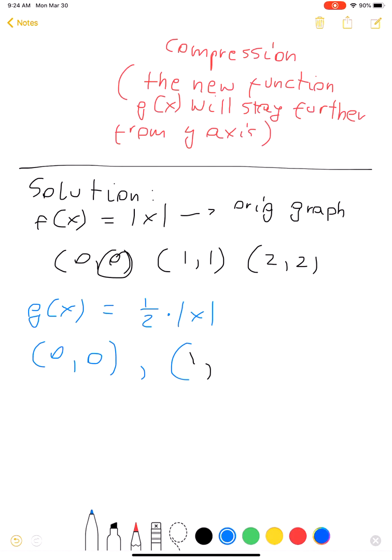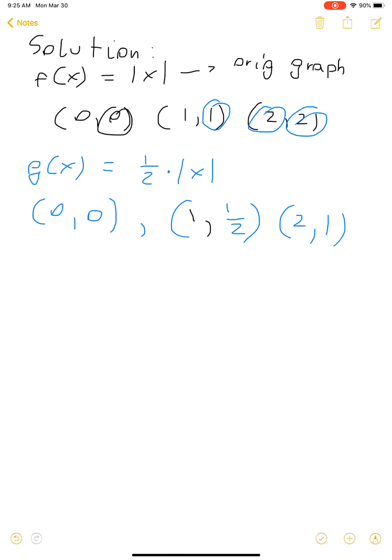And the new y value, you're going to use the old y value, which is 1, and multiply by 1/2, so we're getting 1/2. And for the third point, we're going to use exactly the same x coordinate, which is 2, because we only have a vertical change, nothing about horizontal change. And to get the y value, use the original y value, which is 2, and multiply by 1/2, so you're getting 1. Okay, so now we're going to graph both of them together.